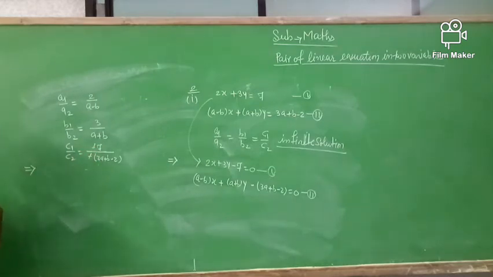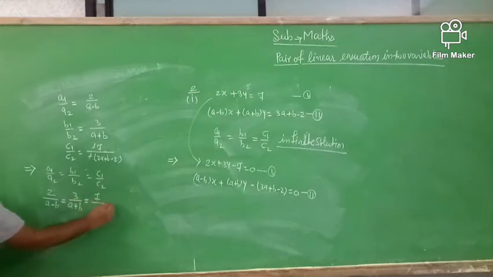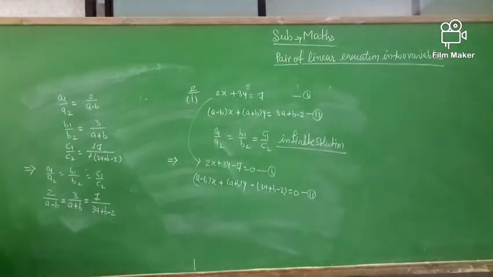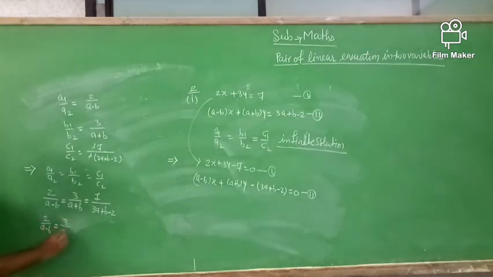In the case of infinite solutions, a1 upon a2 is equal to b1 upon b2, which is equal to c1 upon c2. So you put in the values: 2 upon a − b is equal to 3 upon a + b is equal to 7 upon 3a + b − 2. After that you compare them to each other. Because each is equal to the other, I take 2 upon a − b is equal to 3 upon a + b.